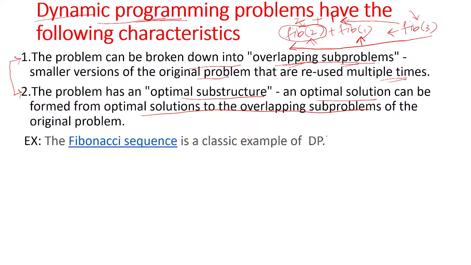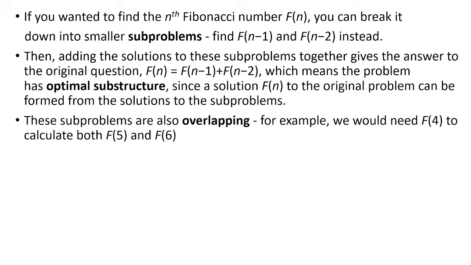technique there. The best example of DP is Fibonacci: calculating the Fibonacci number in the sequence for a given number. For example, if you want to calculate the nth Fibonacci number, f of n, you can break it into smaller subproblems, like finding the Fibonacci for n minus 1 and finding the Fibonacci for the n minus 2 term. Then adding these two gives the result for the Fibonacci of the nth term.